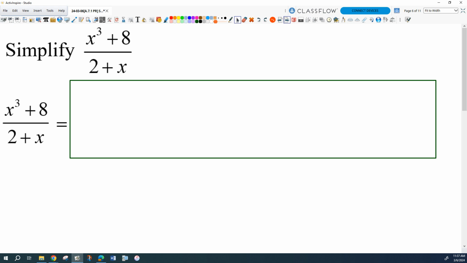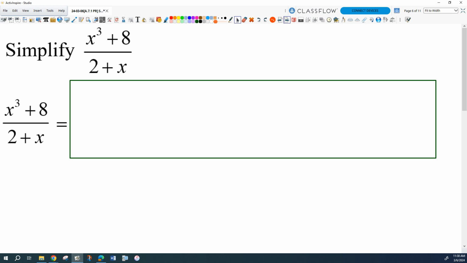Can the bottom be factored? No, bottom's done. What about the top? It can be. Now let's try to walk through our strategy. Let's think through this together. How many terms in the top? 2. So what's our strategy if we're trying to factor a 2-term, like a binomial, 2-term polynomial?